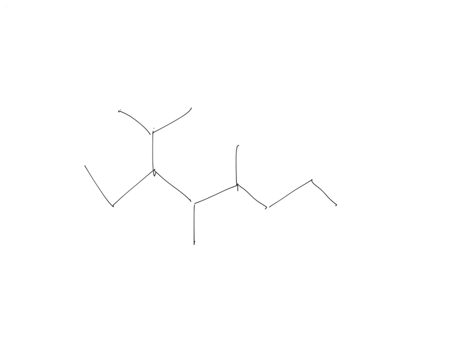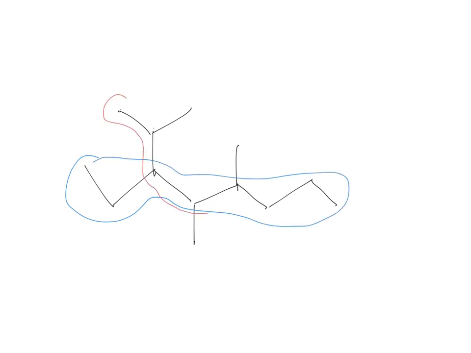So, a good old nomenclature problem. The first thing you have to do is find the longest parent chain. In this case, it could be 1, 2, 3, 4, 5, 6, 7, 8. Again, 1, 2, 3, 4, 5, 6, 7, 8. So I could do it this way in the blue, or I could do it this way in the red. One is better than the other. Red is better. They're both 8, but you want your substituents to have the lowest numbers possible.